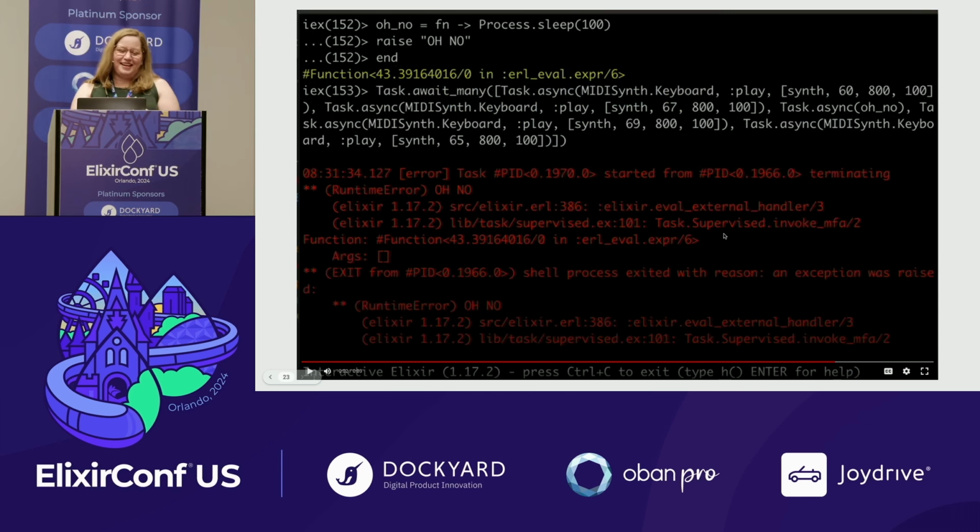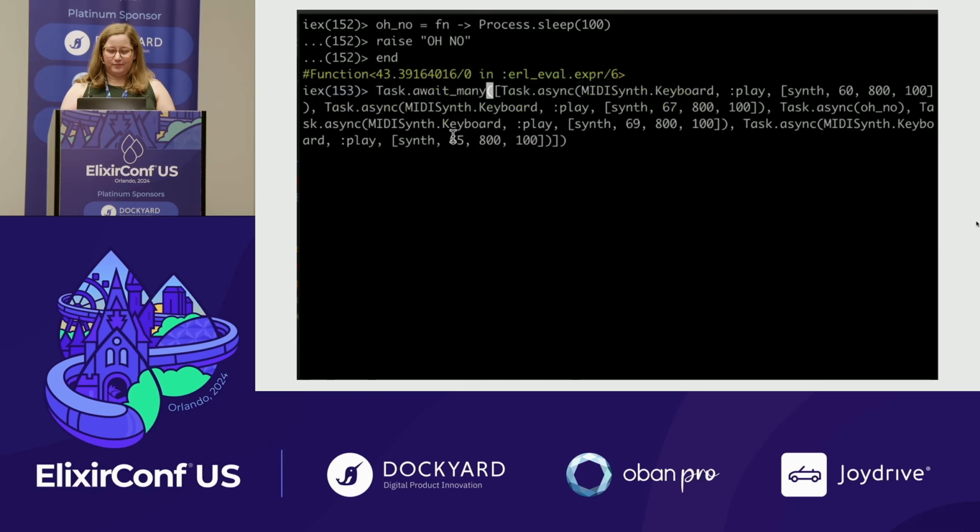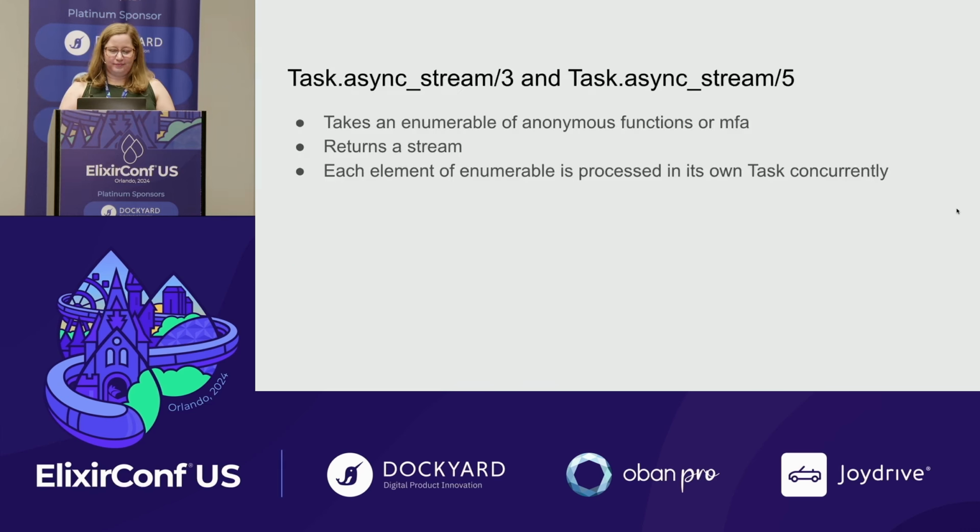So this, like what we talked about, how it crashes the caller process, our middle task, our oh no, that raises after 100 milliseconds, so it sends out all those async tasks at the same time, it plays all 4 notes for 100 milliseconds, and then when it raises, it automatically crashes up. So we get the runtime error and then the exit. Oh, it's going to do it again. Cool. So now we can move on to streams.